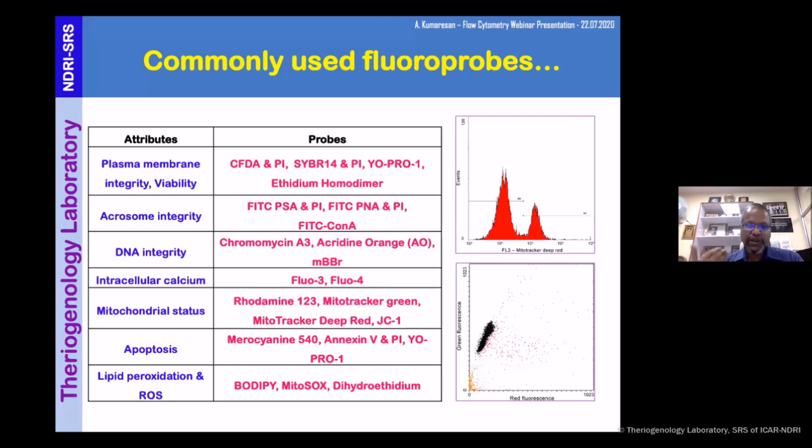And apoptosis: merocyanine 540 for early membrane scrambling, and annexin, because you know very well that during capacitation or apoptosis, externalization of phosphatidylserine takes place in the lipid membrane. So annexin detects that, and that's how it helps in the assessment of apoptosis. YoPro, as I told you earlier, does not enter normal cells, but once it gets in, it gives a fluorescence.